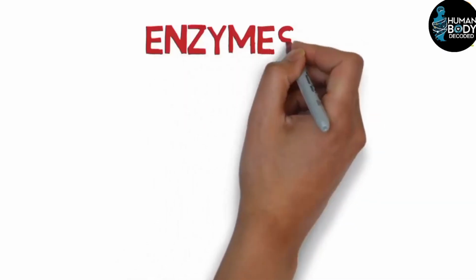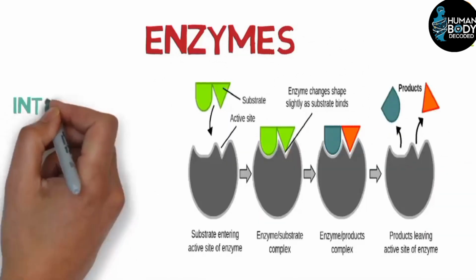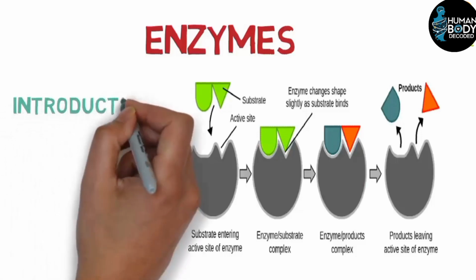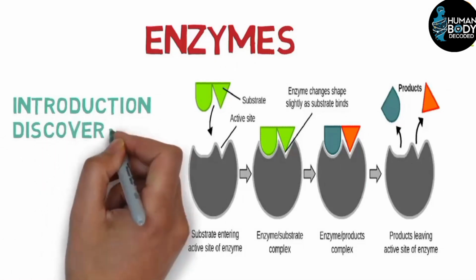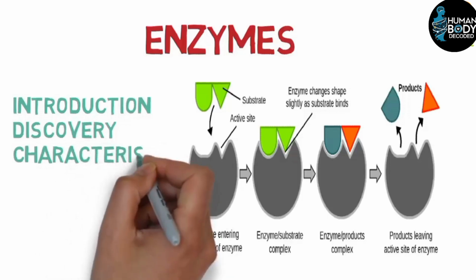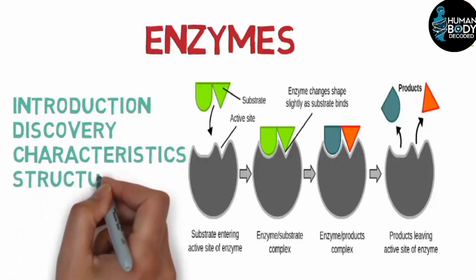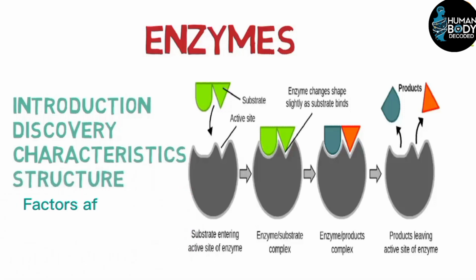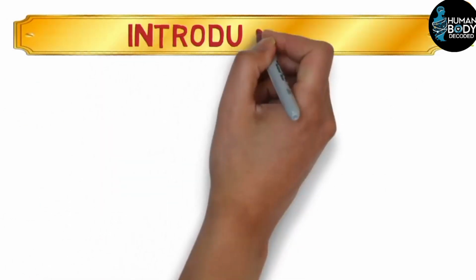Today we are going to study about enzymes, and here is the checklist for today's lecture. Firstly, we will begin with an introduction to enzymes. Then we will discuss the discovery of enzymes, followed by the characteristics of enzymes. Then we will study the structure and composition of enzymes. Lastly, we will study factors affecting enzyme activity. So let's begin with introduction to enzymes.